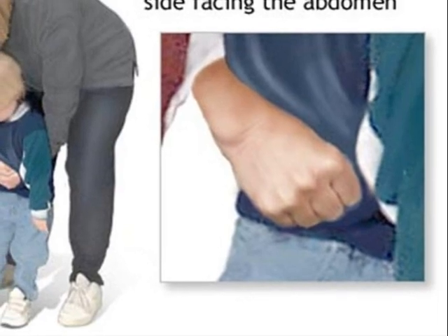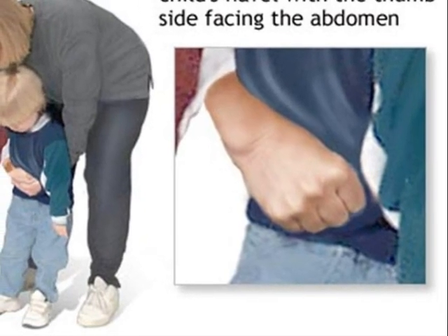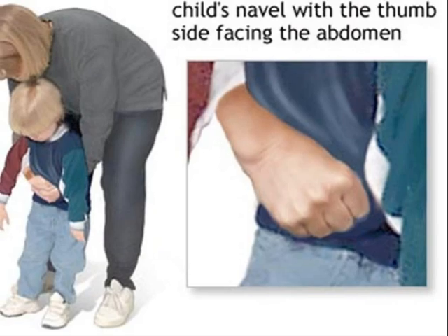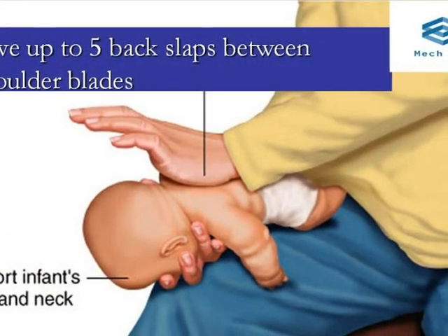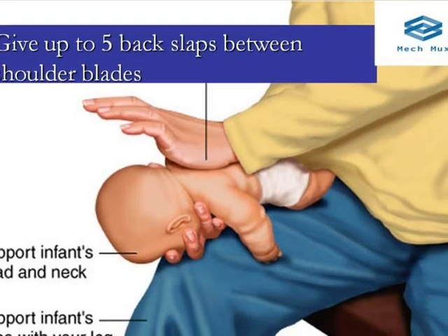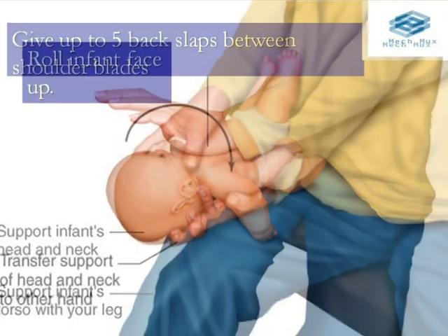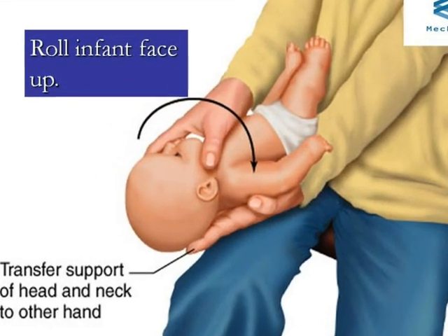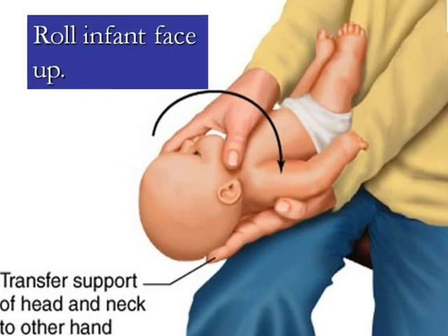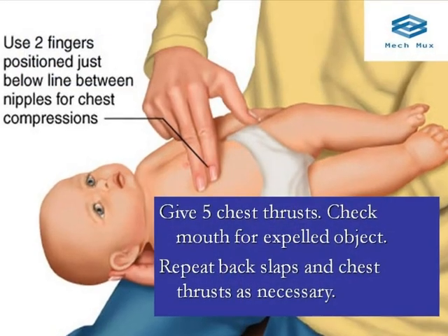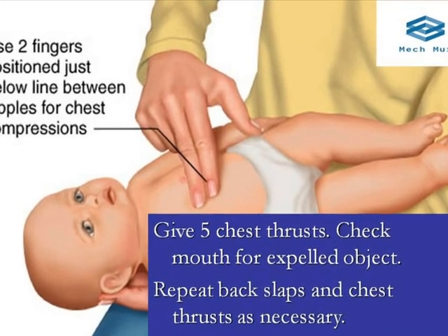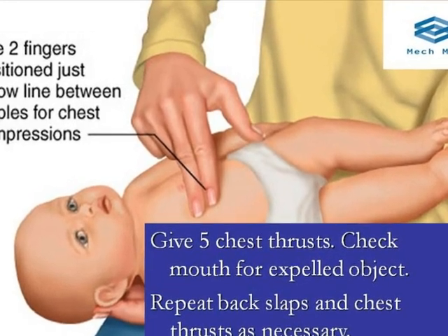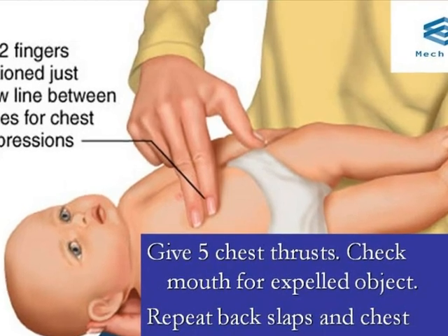The next one is how to do it with kids. You can see how you can position with kids, how you can place it. Place one fist just above the child's navel with the thumb side pressing the abdomen. And then for the infant, similarly, in this position, you have to do it in a similar way as shown here. And the 5 chest thrusts, check the mouth for the expelled object, repeat back slaps and chest thrusts as necessary.